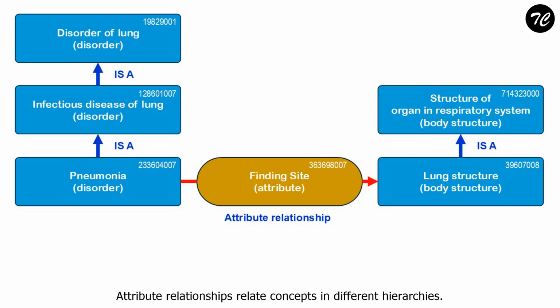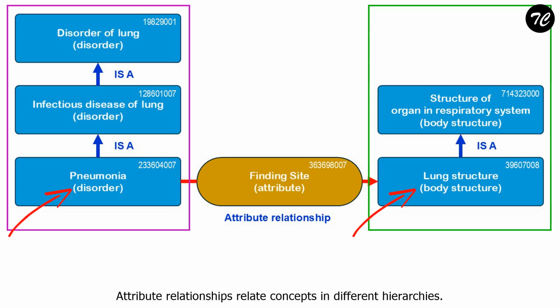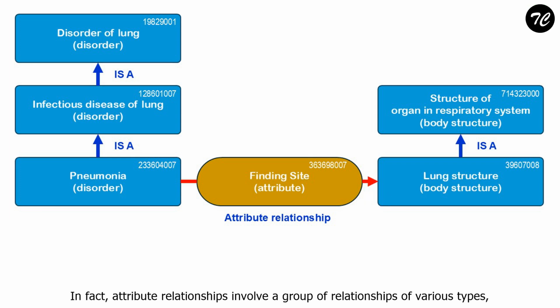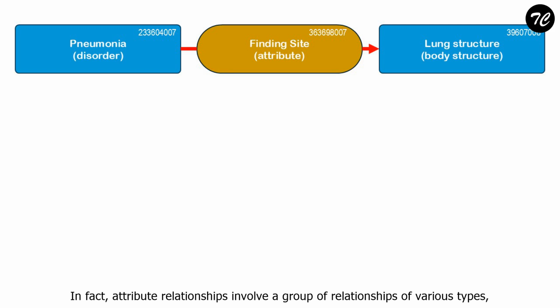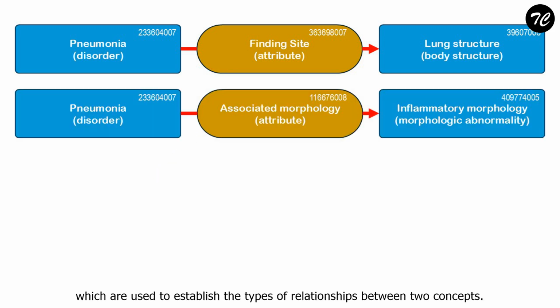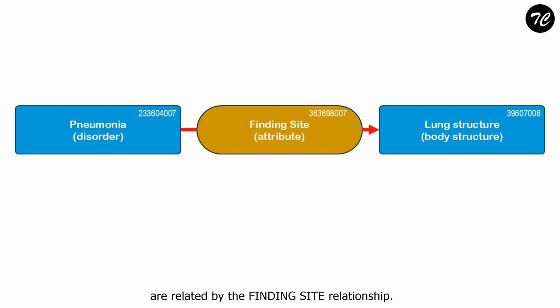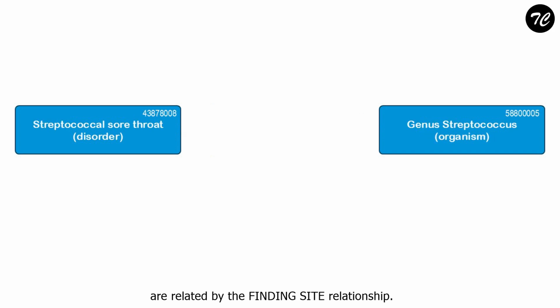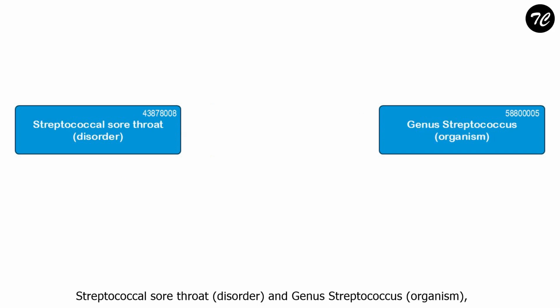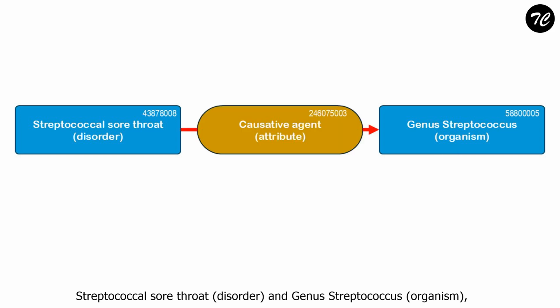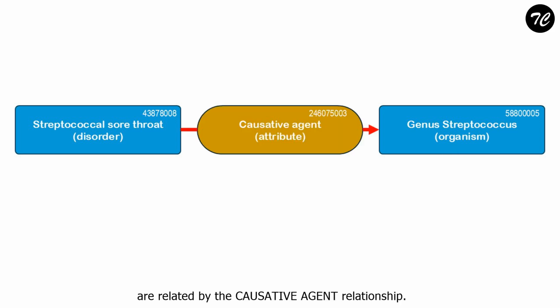Attribute relationships relate concepts in different hierarchies. In fact, attribute relationships involve a group of relationships of various types, which are used to establish the types of relationships between two concepts. For example, the concepts pneumonia, disorder, and lung structure, body structure, from two different hierarchies, are related by the finding site relationship. Likewise, the two concepts, streptococcal sore throat, disorder, and genus Streptococcus, organism, are related by the causative agent relationship.